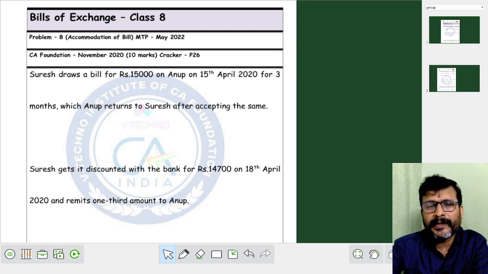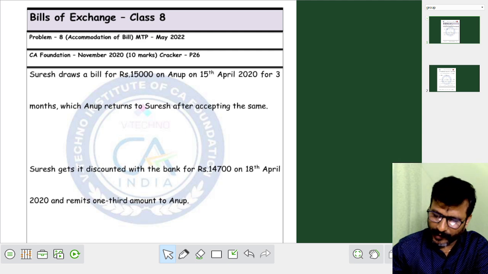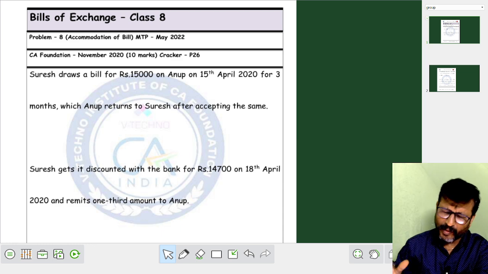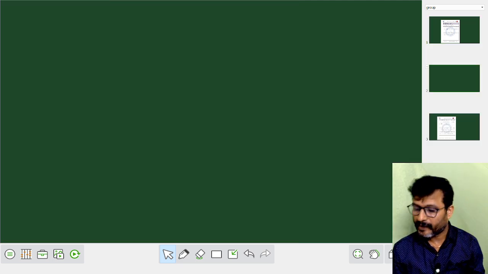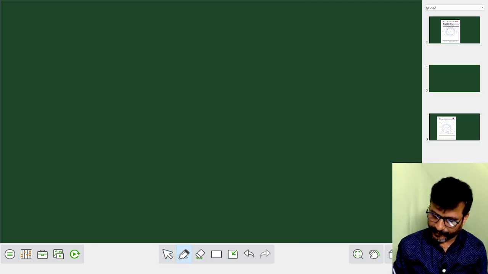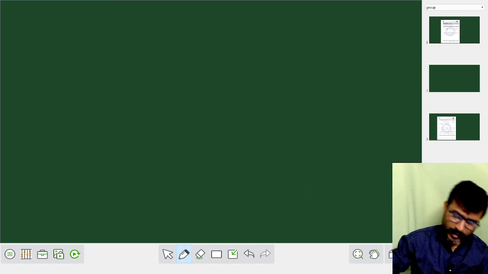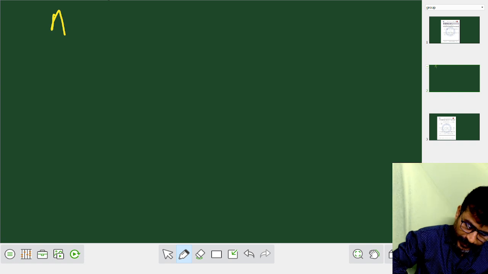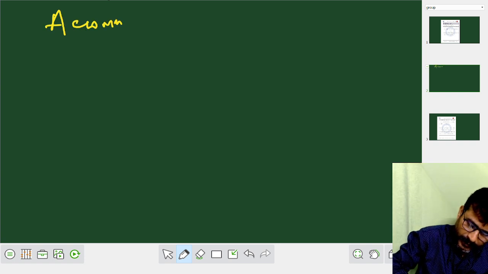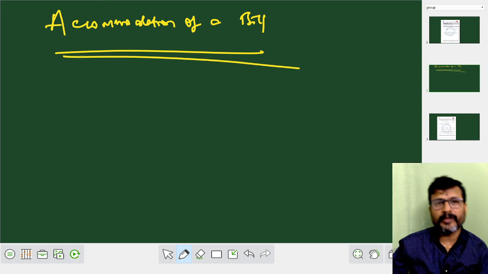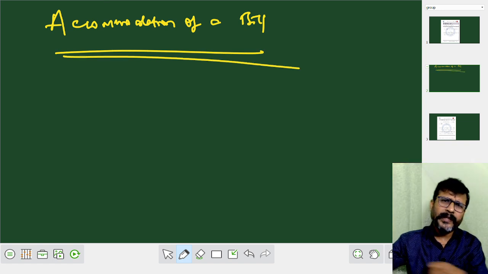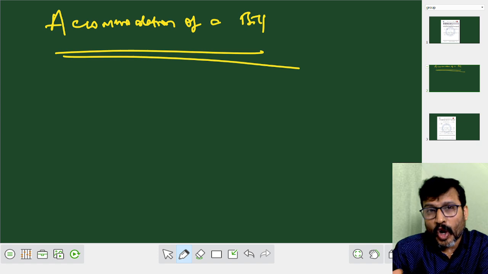We have completed around 7 classes in bills of exchange. Now we are into the most important session, my dear students, that is called accommodation of a bill. Please remember this. See what happens in accommodation of a bill.